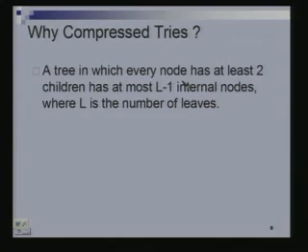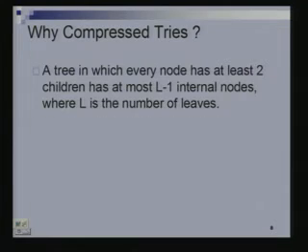A tree in which every node has at least 2 children. By that I mean, except leaf nodes clearly. Leaf nodes don't have any children. Every node has at least 2 children, has at most L minus 1 internal nodes, where L is the number of leaves. If every node has at least 2 children, then the number of internal nodes is not too much.